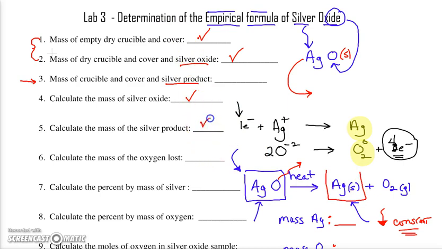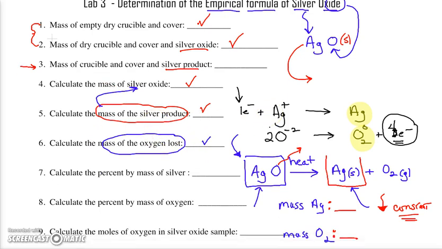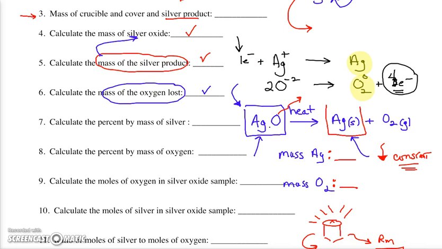At that point, you find the mass of your silver by subtracting out the dry crucible and cover. If you have the mass of the silver product, you can get the mass of the oxygen by subtracting that mass of the silver product from the what? From the mass of the silver oxide. And now you're off and running. Once you have the mass of your silver and your oxygen, we know from our mole concept that we have to convert these numbers into what? We have to convert these numbers into a how many number. So we convert to moles here.